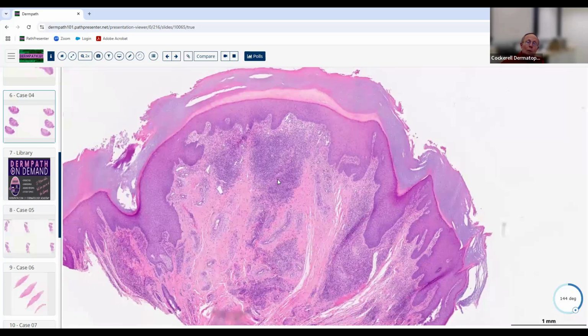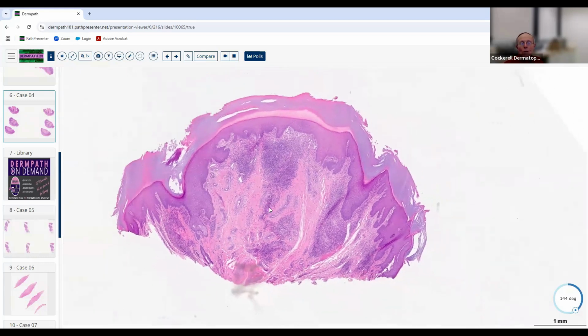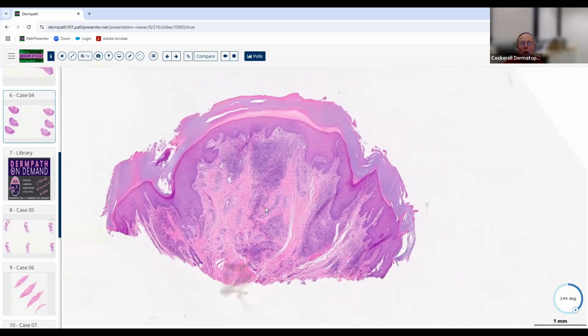Now, there's one other item in the differential diagnosis here that you should at least know about. So tell us the clinical scenarios about this. When you see this histology, what do the patients look like when they have this clinically? I think that they can be painful or itchy. Typically, I think we see them as bumps or nodules on the head or neck area, often around the ear.